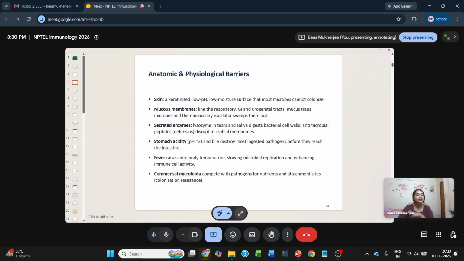For example, Staphylococcus epidermidis is naturally present on our skin, and it prevents Staphylococcus aureus from coming and sitting on our skin, because Staph aureus causes pimples on your skin. Okay, it causes these pimples and blisters and all that.